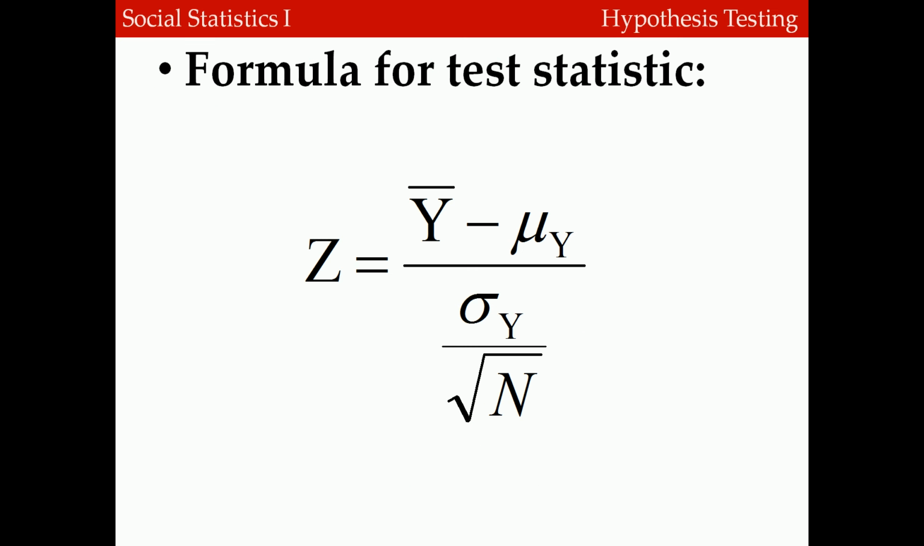Okay, so we're going to use this formula to calculate our test statistic. And again, it just tells us to take the difference between the sample mean, y bar, and the population mean, mu sub y, and divide it by the standard error of the mean, which is equal to sigma sub y divided by the square root of n.